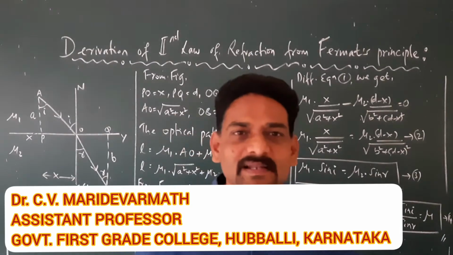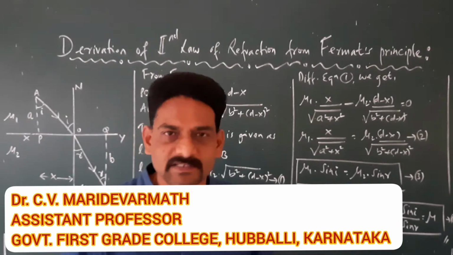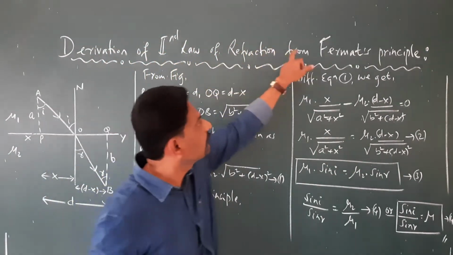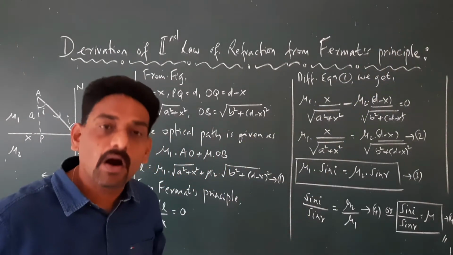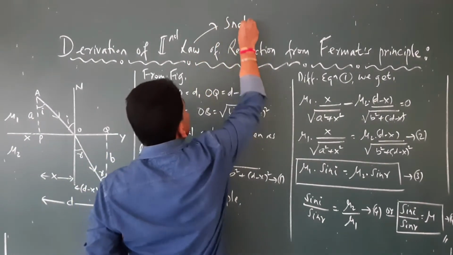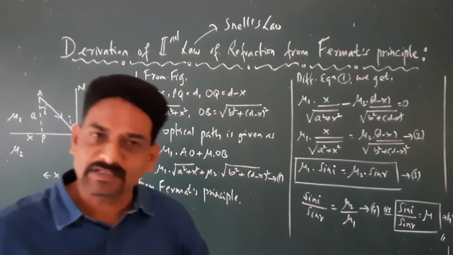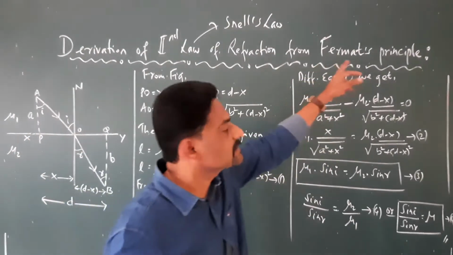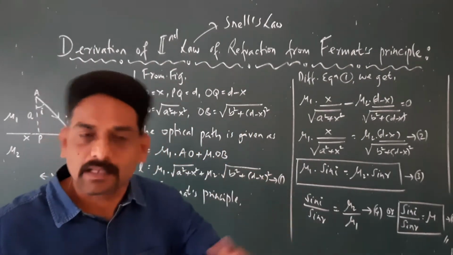Dear students, in this class we will derive the second law of refraction from Fermat's principle. That is, derivation of the second law of refraction from Fermat's principle. The second law of refraction is nothing but Snell's law. So in this class, we are going to derive Snell's law from Fermat's principle.